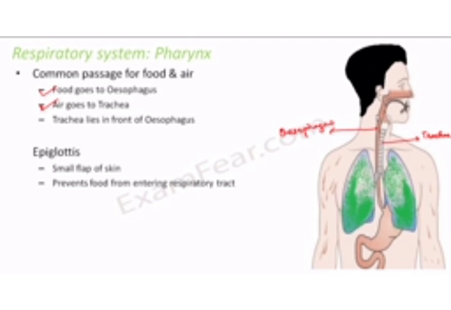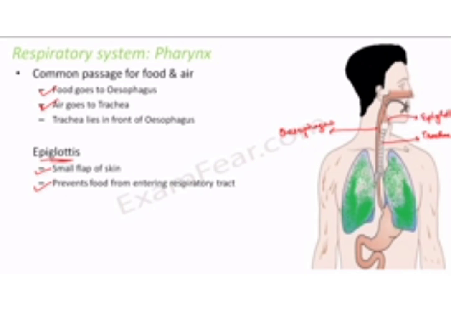Now, how is it that food does not enter into the trachea? I mean, how is it controlled actually? So, how does the pharynx ensure that food does not enter into the trachea? For that, there is a small structure called the epiglottis. What is the epiglottis? Here you can see a small structure in red. This is the epiglottis, which is a small flap of skin, and it prevents the food from entering the respiratory tract.